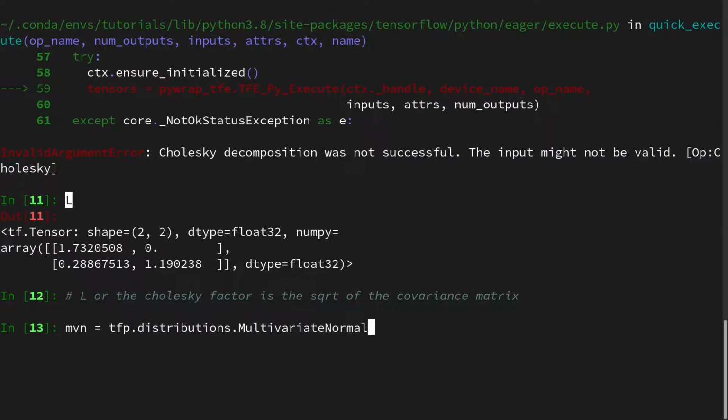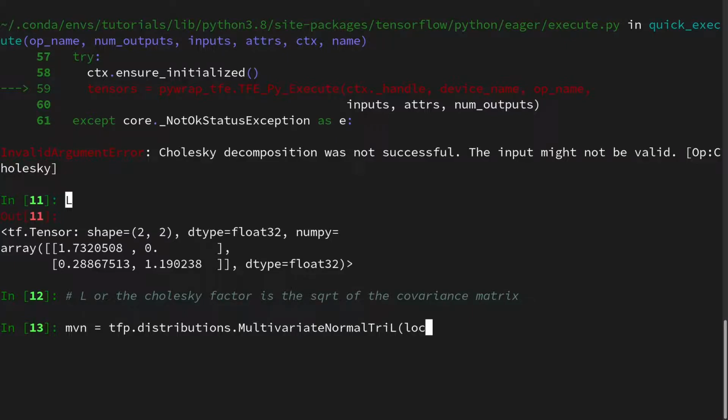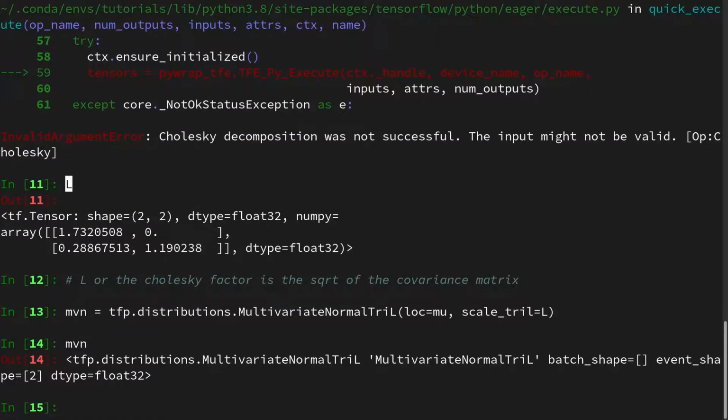And there are a lot of options for multivariate normals. I will cover all of them in a separate video, but we will use the form that's called TriL, which stands for triangular lower. So we put in first the location, which is our mu vector, and we put in the scale_tril, which is the scale lower triangular matrix that we just computed with the Cholesky decomposition. And then we have a multivariate normal, and if we look at it, we see it has no batch shape, that's great, but it has an event shape of 2 because it is a 2-dimensional random variable now.